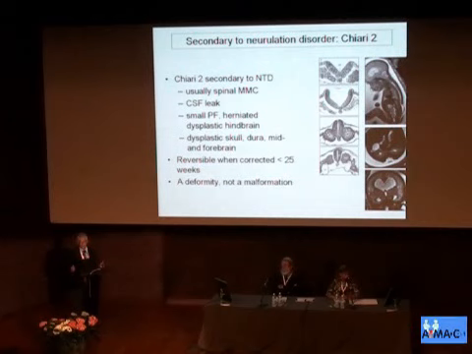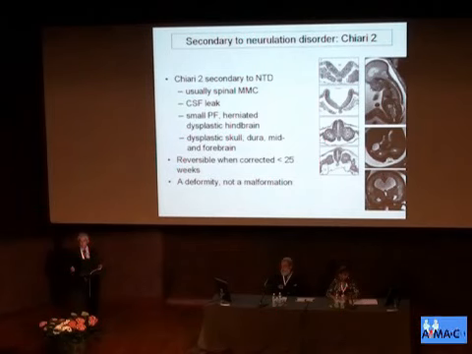Chiari-2. I think now it has been well demonstrated since the work of David McLone in Chicago that the Chiari-2 is secondary. It's not a malformation in itself. It's a deformity that is secondary to the neural tube defect. Usually that's a spinal myelomeningocele. It may be an anterior rostral encephalomeningocele, and it is related to the fact that you have a leak of CSF.